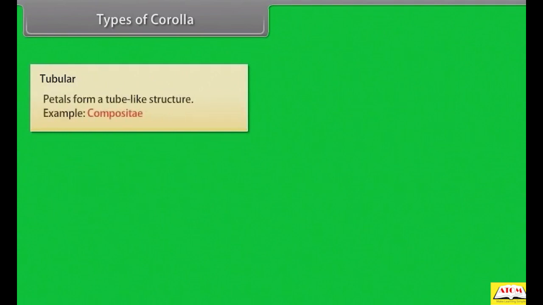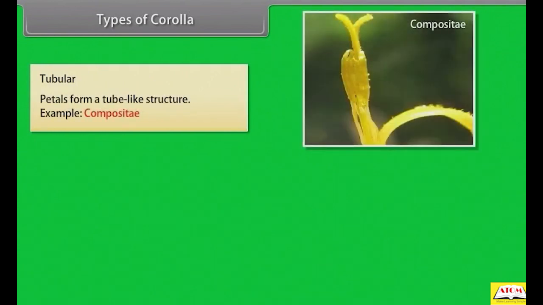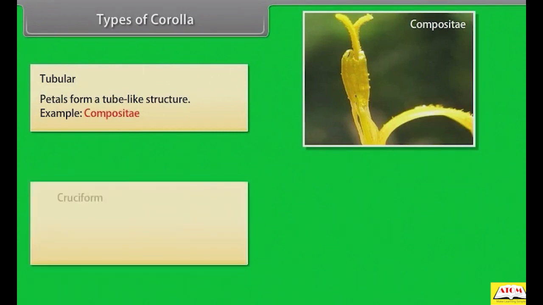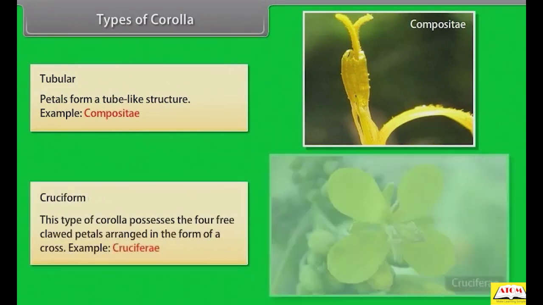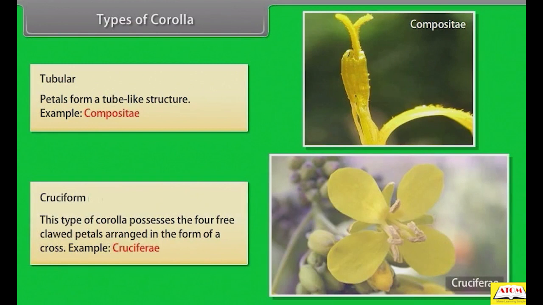Types of corolla. Tubular. Petals form a tube-like structure. Example, Compositae. Cruciform. This type of corolla possesses the 4 free petals arranged in the form of a cross. Example, Cruciferae.